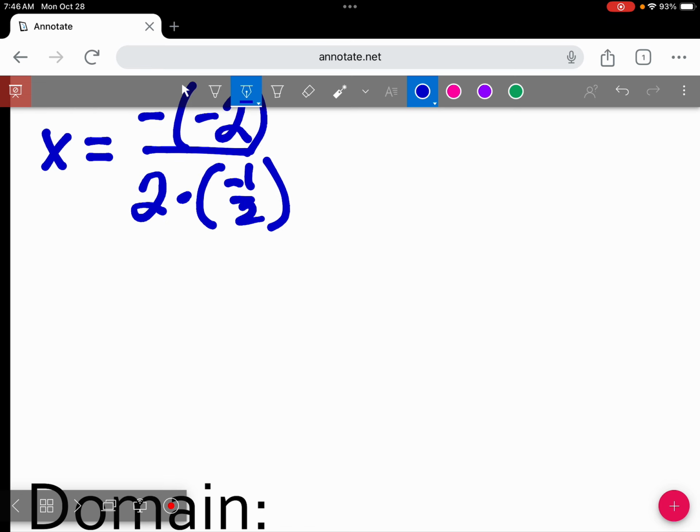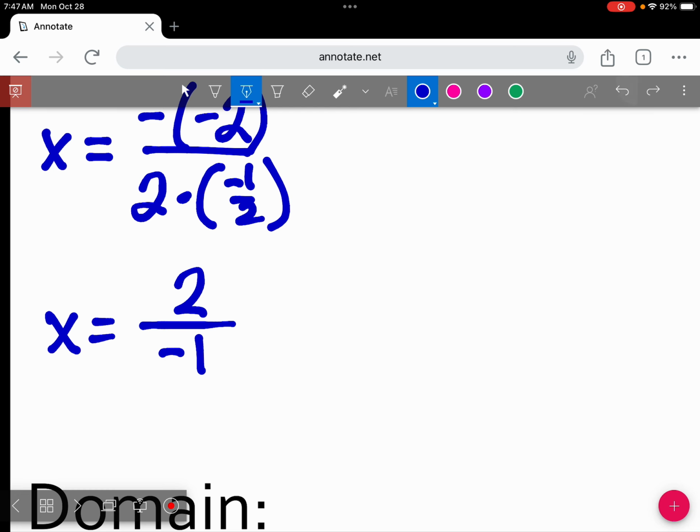Okay. And you can type that into the calculator right there. You can even do the fraction inside a fraction part. You could also do it in pieces, which is honestly a little bit easier. Because the opposite of negative 2, that's positive 2. 2 times negative 1/2. What is 2 times negative 1/2? Negative 1. So we have 2 over negative 1.